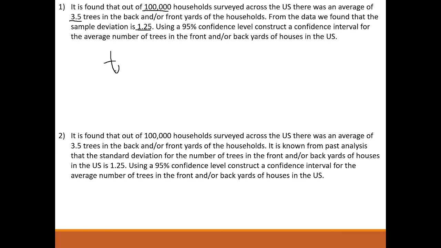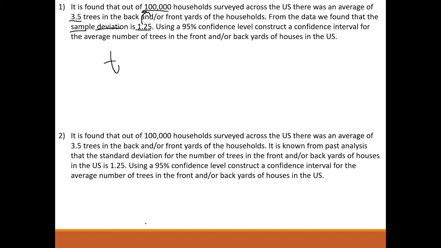Why are we using a t-score instead of a z-score? Well, because we know the sample deviation, not the population deviation. We don't know what the deviation for the number of trees are for households in the entire US. All we know is the deviation for these 100,000 households in the entire US. So because our deviation applies to just my sample, I'm using a t-score.